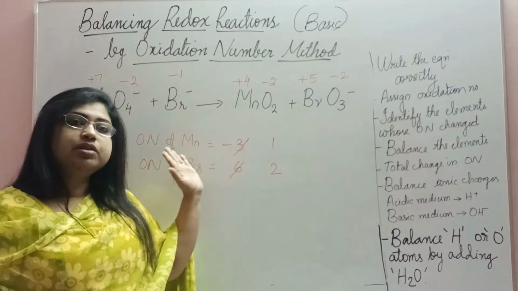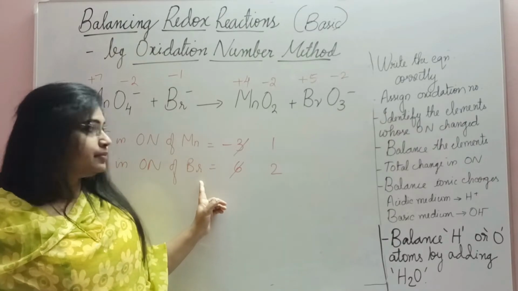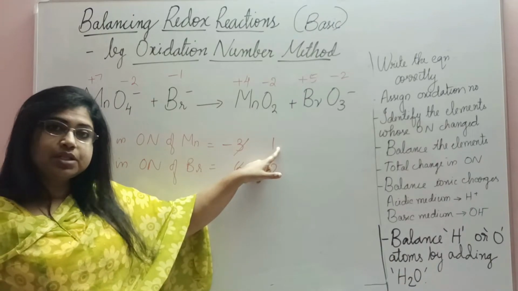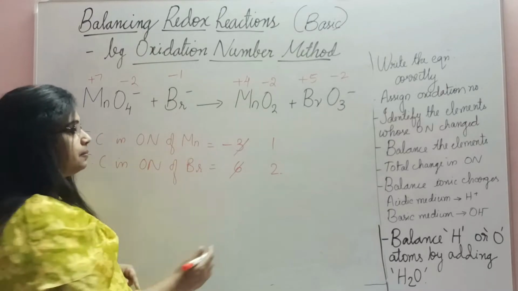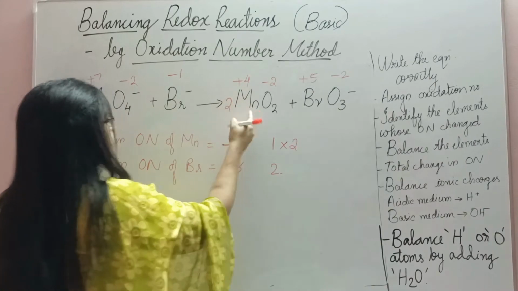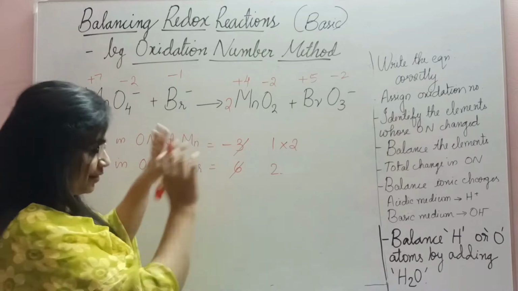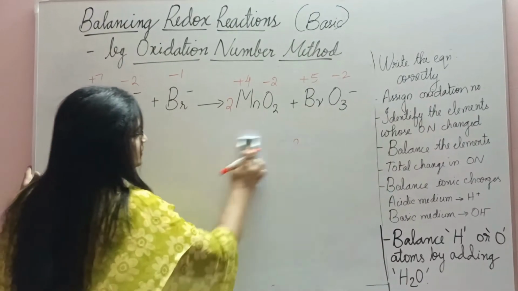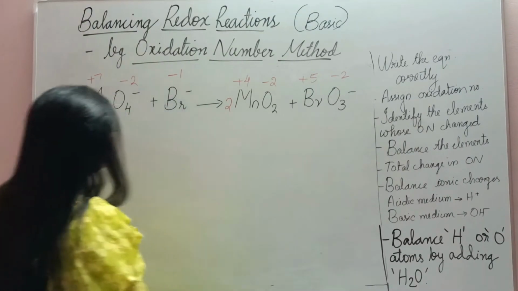Here, the total change in the oxidation number of manganese must be equal to bromine. Here it is 2, but here it is 1. So in order to equalize it, we need to multiply the manganese terms by 2. So here 2, on the reactant side also we need to put 2. So the oxidation number part is over. We can rewrite the equation once again.